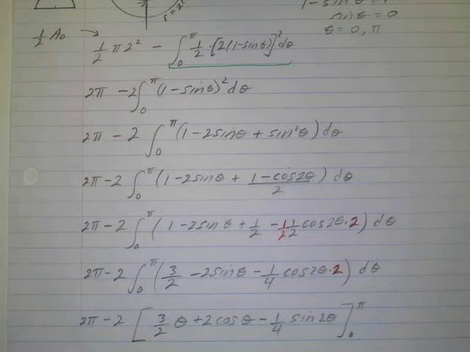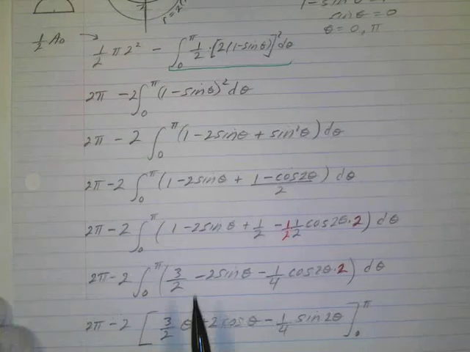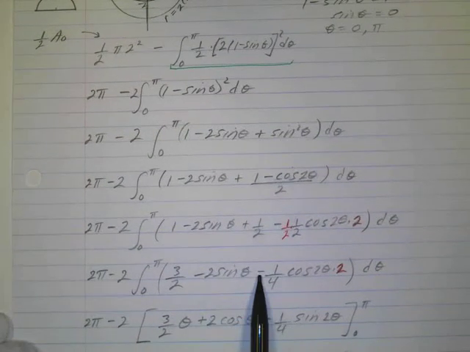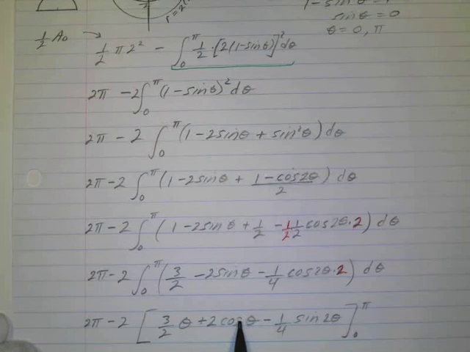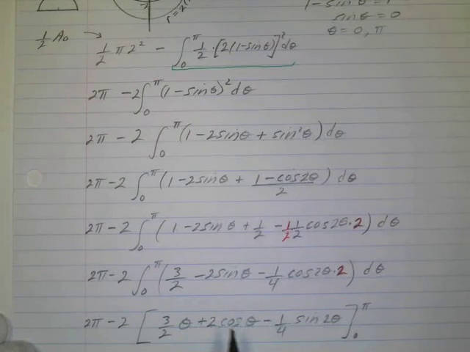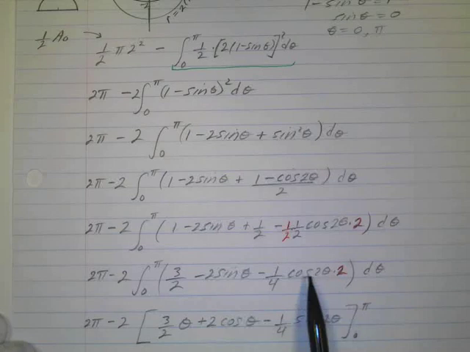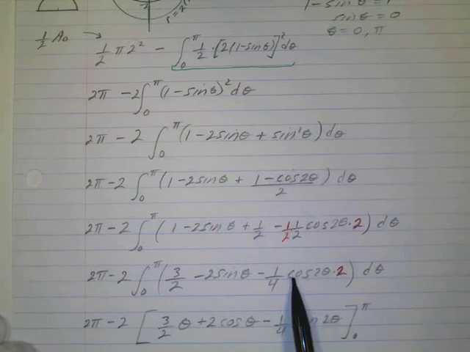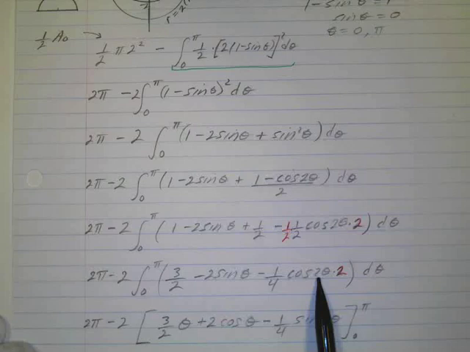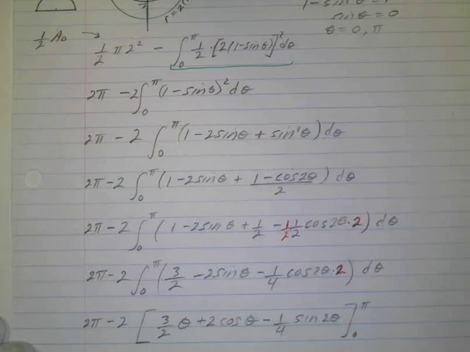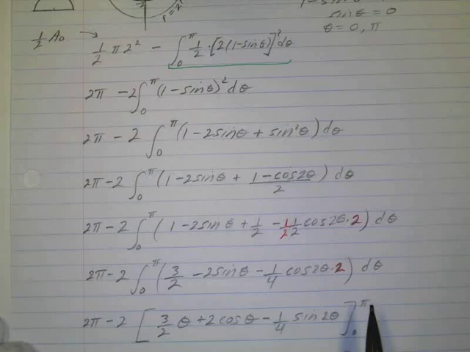So the antiderivative of 3/2 is 3/2 theta. Minus, well, the antiderivative of the sine is negative cosine, so that's going to be negative 2 cosine. Remember, the derivative of the cosine is negative sine, so that's going to change the sign to positive 2 cosine of theta. And then the same thing, this is the antiderivative of the cosine, now it's just the sine. So this is just going to be 1/4 the sine of 2 theta.